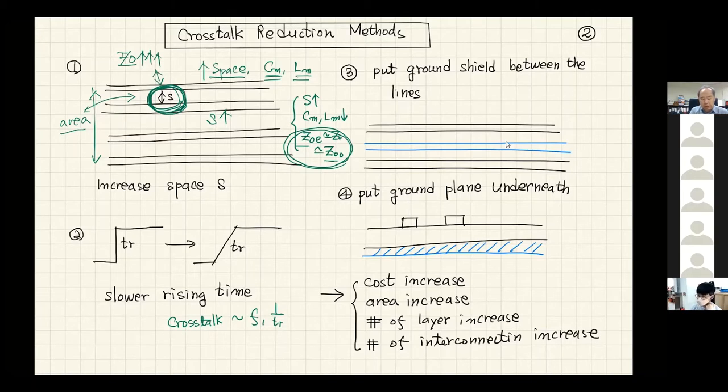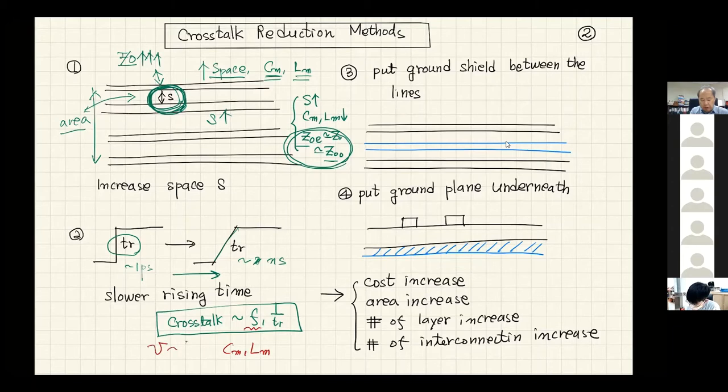Another approach to reduce the crosstalk is increasing the rising time. Let's assume in case one, we might have a rising time of picoseconds, and in case two, we may have a rising time of nanoseconds. It is 1,000 times slower. Of course, crosstalk is a function of frequency. If you have higher frequencies, crosstalk will increase, because mutual capacitance, mutual inductance and voltage will be a function of frequency multiplied by capacitance and inductance. So if we increase the rising time, frequency components will be reduced and crosstalk will be reduced. So this is one possible way: controlling the rising time of your I/O drivers.